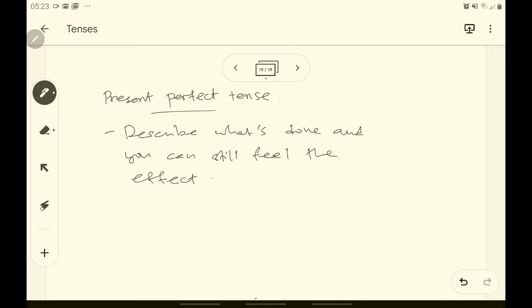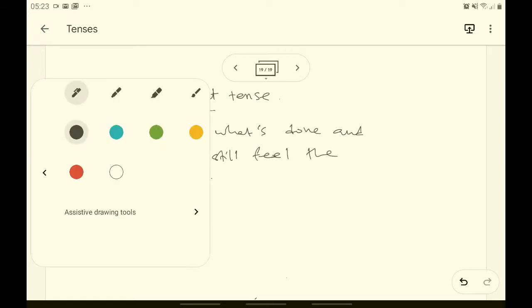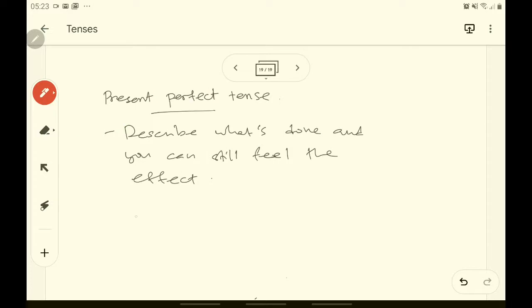Okay, let's move on to an example. If I say I have loved her, I have loved her, this is present perfect tense. This is not past tense. Okay, just compare this: I have loved her versus I loved her.